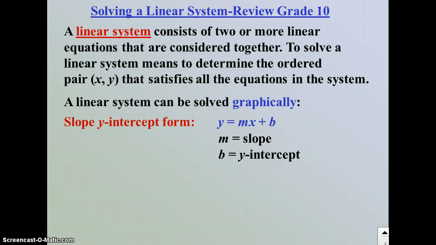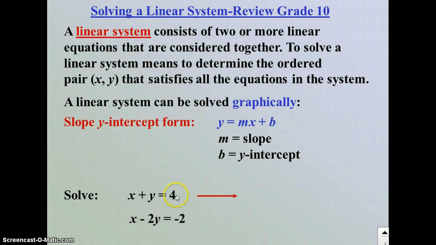So let's say you're asked to solve this system: x + y = 4 and x - 2y = -2. It means we're going to find the point (x, y) that satisfies both of these equations. Lots of things add up to 4. 1 and 3, 2 and 2, 3 and 1. Negative 8 and 12 add up to 4.